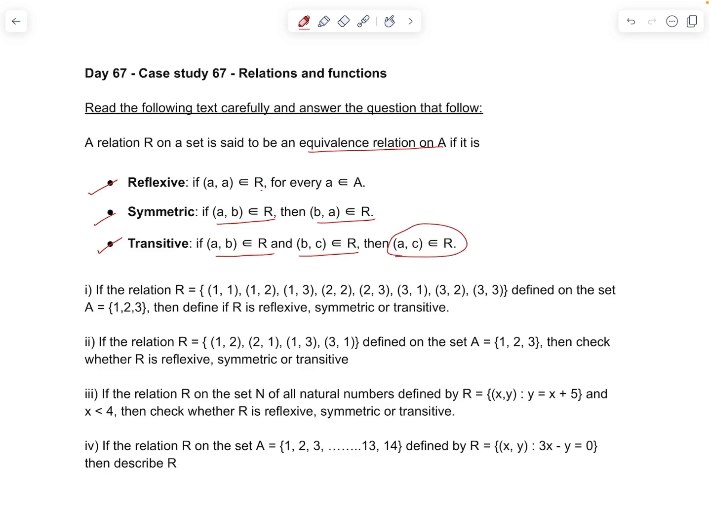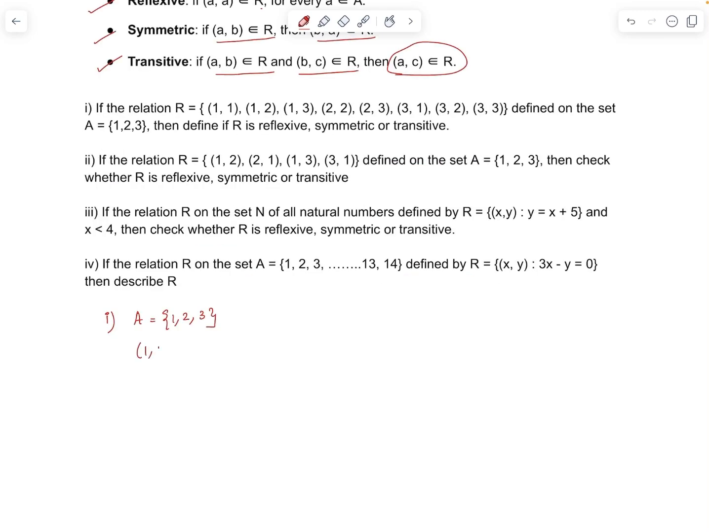Question 1. If the relation R is defined on the set A, then determine if R is reflexive, symmetric or transitive. For R to be reflexive, (1, 1), (2, 2), (3, 3) should be there in R. So it is there. Therefore, R is reflexive.